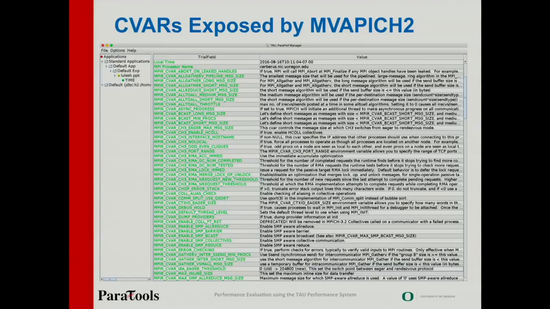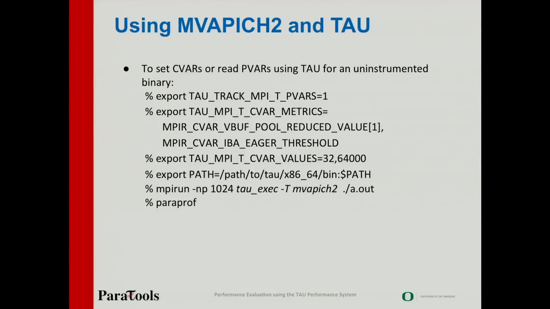Over here, there is the IBA eager threshold for the CVAR, and you can see what this is: the switch point between eager and rendezvous protocols. So you can see the full listing of what options are available and then choose to set them.